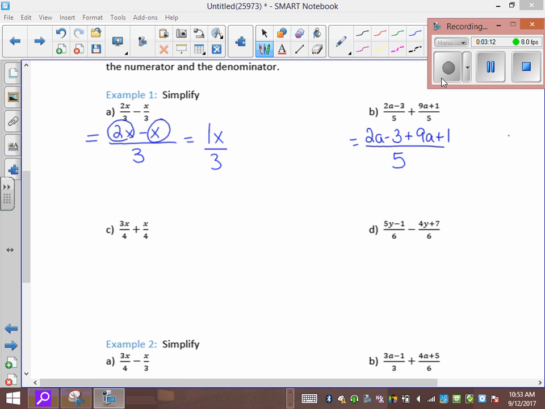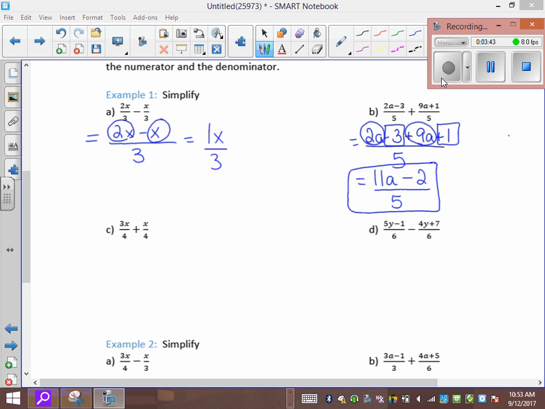Now, we can collect like terms. Like terms have the same variable, right? So if it was a 2a and a 9a squared, you couldn't put them together because they'd be different. But they're both a's. So 2a plus 9a is 11a. And then negative 3 plus 1, negative 2, all over 5. Any MPVs? Nope, because right now we don't have any variables in the denominator.